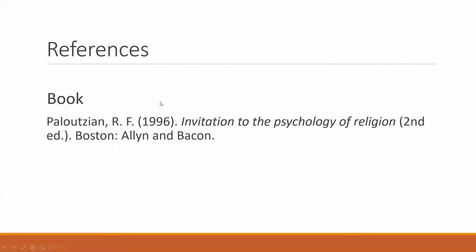Now we can look at it from the context of a book, right? Author name, year. In this case, we have the title of the book, which edition the book is in, and the publisher.